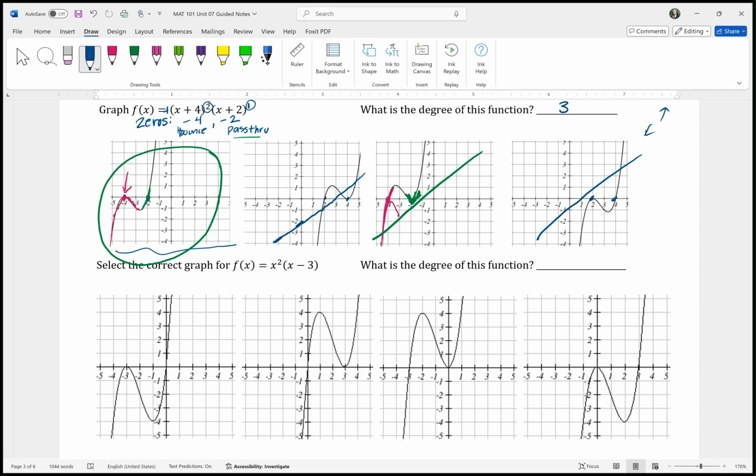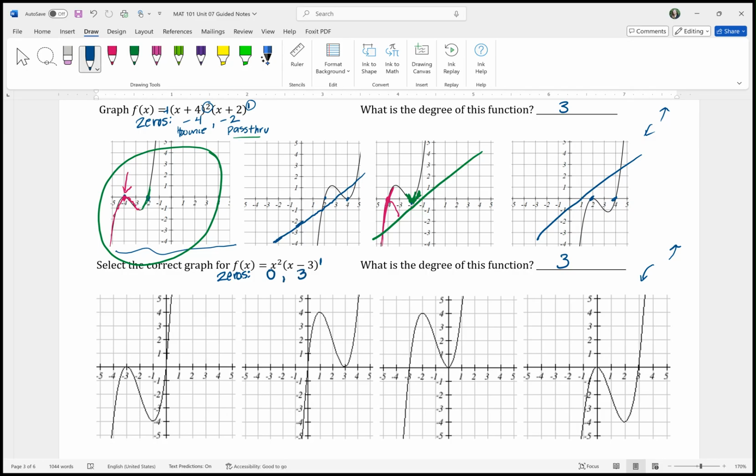Let's look at our next one. We've got x squared times x minus 3. What's the degree of this function? Well, if you add our multiplicities up, 2 plus 1 is 3. So we know, as I said, this happens a lot, that our end behavior is up on the right, down on the left. Let's look at our zeros. So our zeros here are 0 and 3.